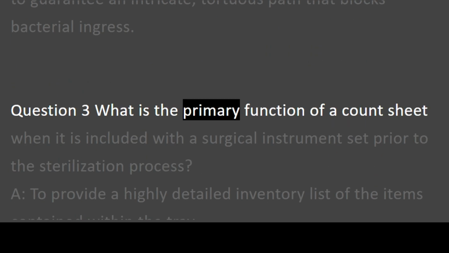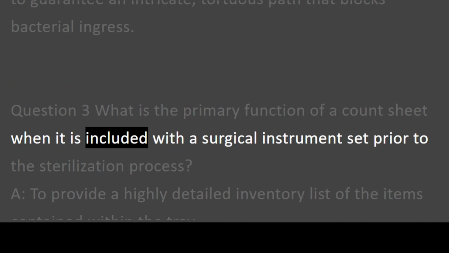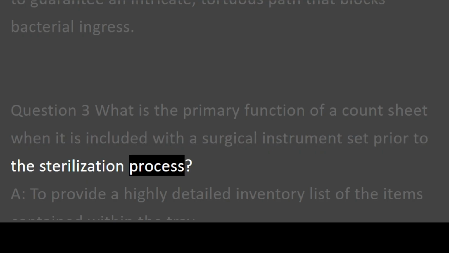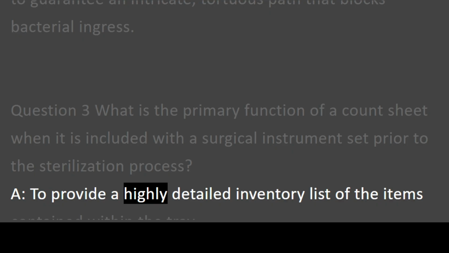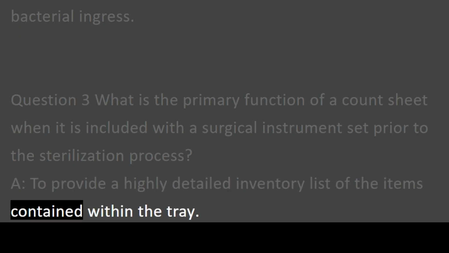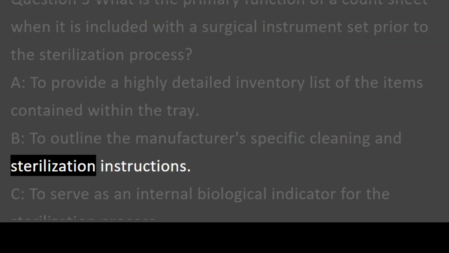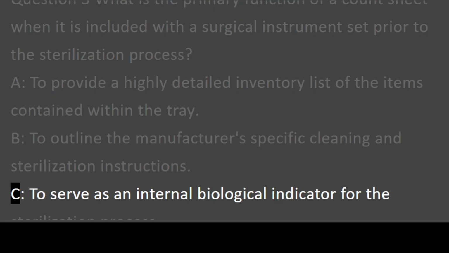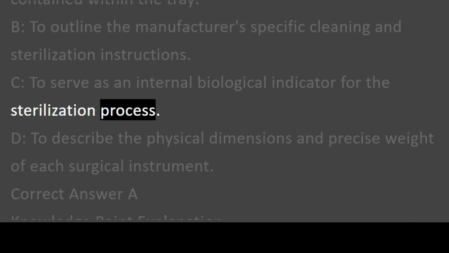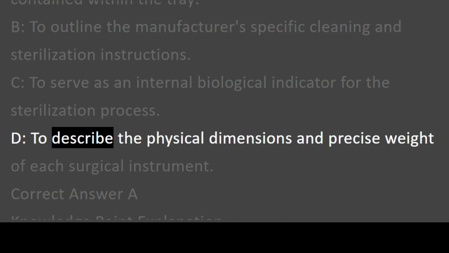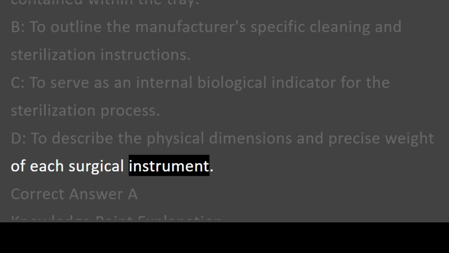Question 3. What is the primary function of a count sheet when it is included with a surgical instrument set prior to the sterilization process? A. To provide a highly detailed inventory list of the items contained within the tray. B. To outline the manufacturer's specific cleaning and sterilization instructions. C. To serve as an internal biological indicator for the sterilization process. D. To describe the physical dimensions and precise weight of each surgical instrument.